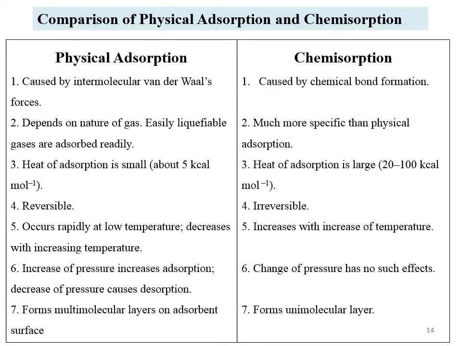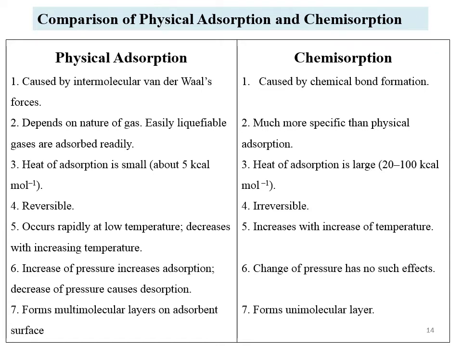Heat of adsorption is small, about 5 kilocalories per mole, while heat of chemisorption is large, which may range from 20 to 100 kilocalories per mole. Physical adsorption is a reversible process, while chemical adsorption is an irreversible process. Physical adsorption occurs rapidly at low temperature and decreases with increasing temperature.